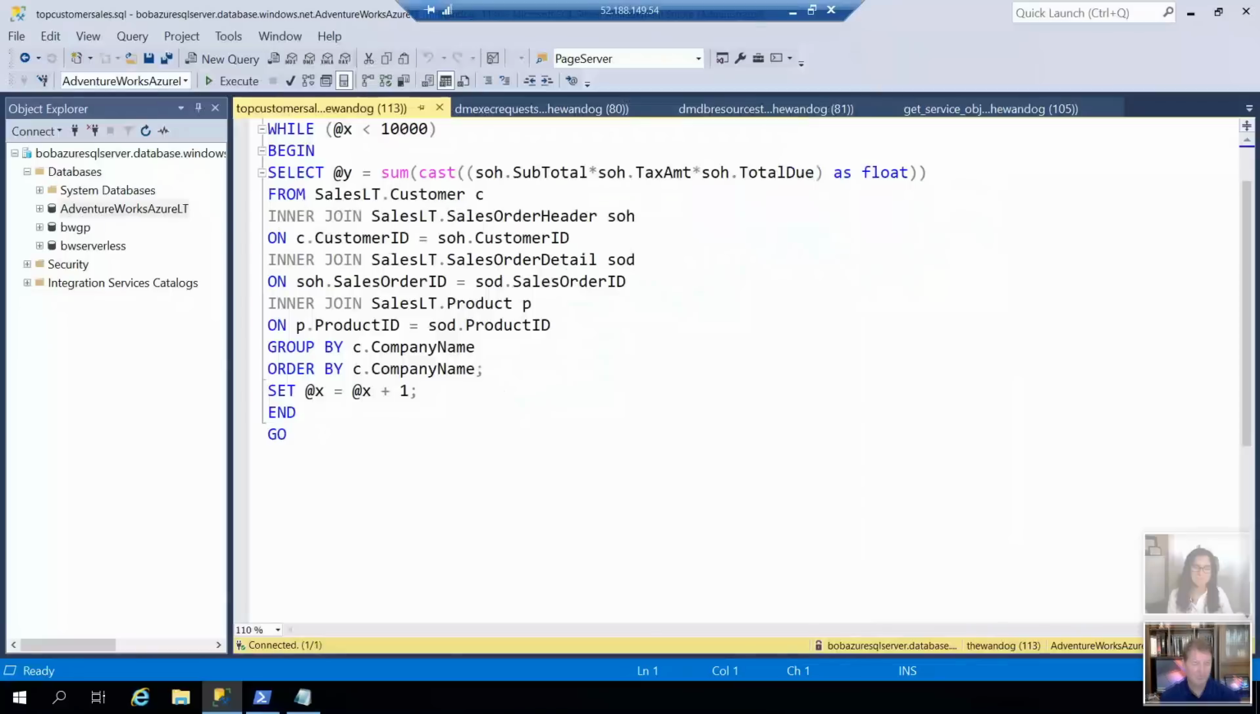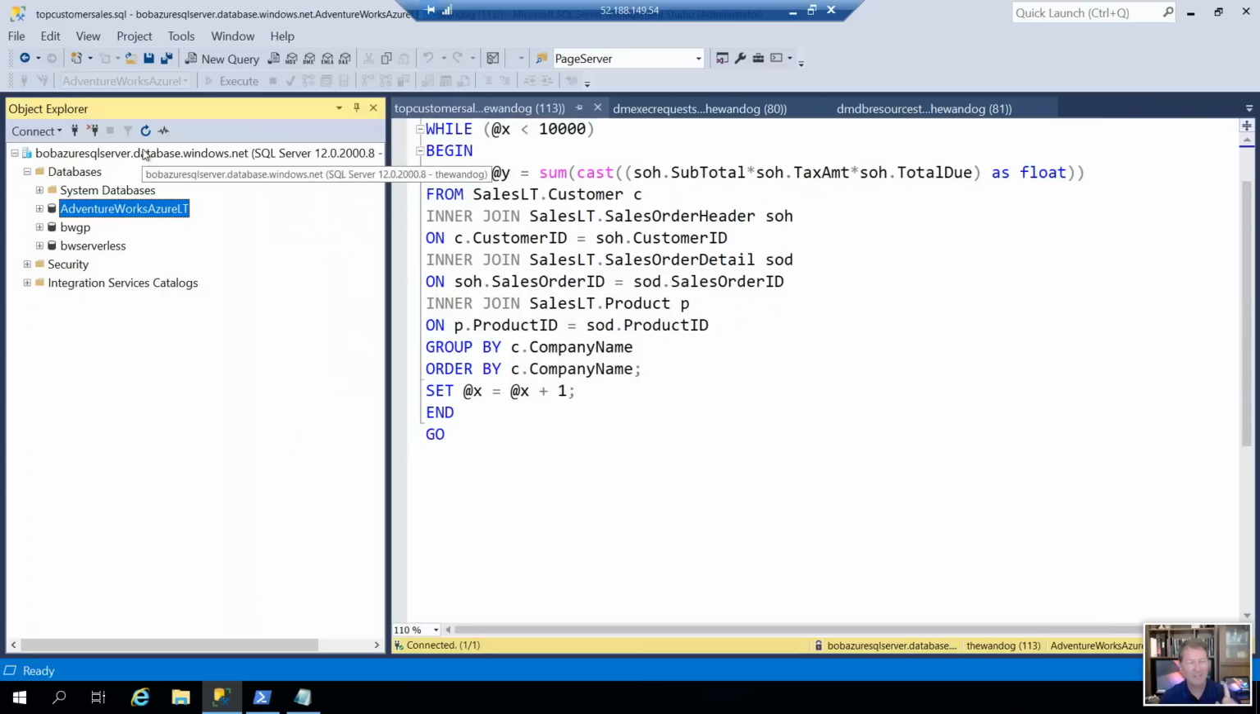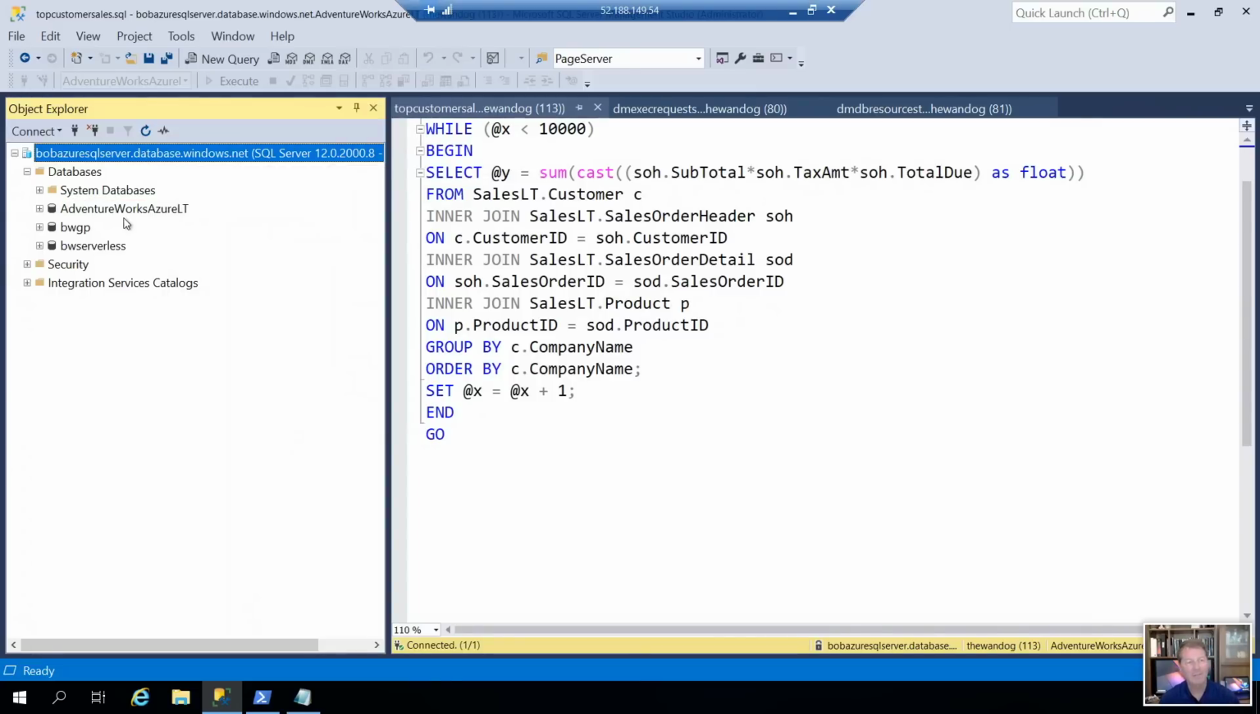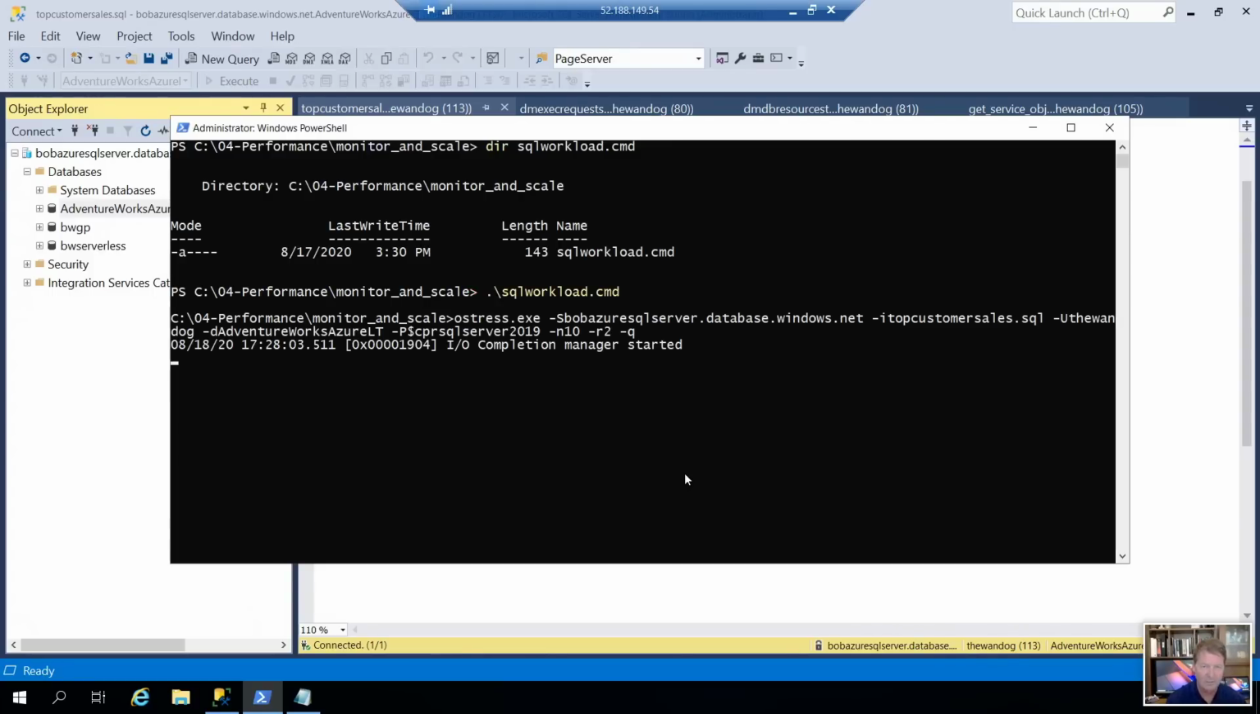So what I'm going to do is share my screen. I've deployed an Azure SQL database that's 2 vCore general purpose, let's make it simple. I am going to connect into Management Studio using the network security connectivity options Anna showed me how to do. I'm connected into my logical server, and I've got a database called AdventureWorks Azure LT. What I'd like to do is first kick off a workload, then talk about the workload and monitor it. So let's run this SQL workload CMD.